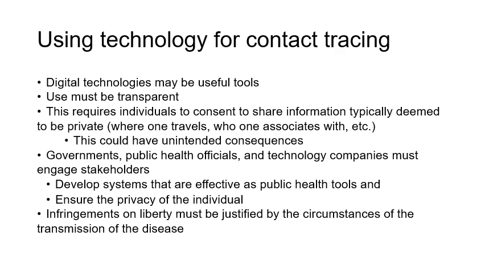But their use must be transparent. That is to say that all involved must know that these devices, this technology, is being used. This requires individuals to consent to share information typically deemed to be very private. For example, where one travels or who one associates with. And releasing this data could have unintended consequences. So governments, public officials, and technology companies must engage stakeholders, those who are affected by the uses of these technologies. And they must do this to develop systems that are effective as public health tools, but also ensure the privacy of the individual. And infringements on liberty must be justified by the circumstances of the transmission of the disease.